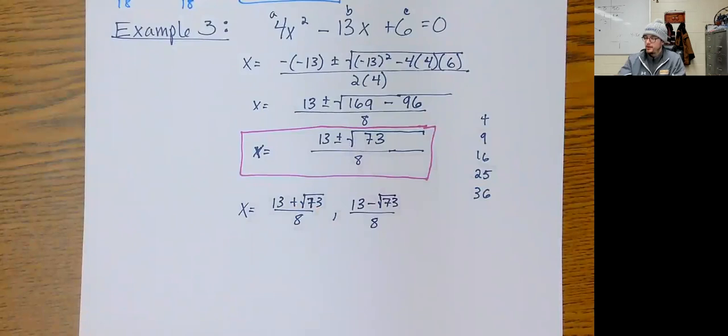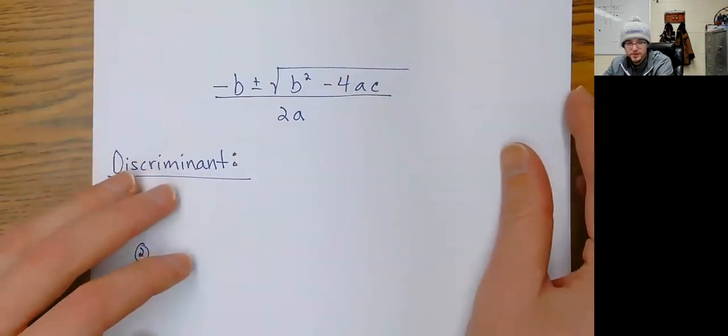All right, let's go to one more example of quadratics, and then we're going to talk about the discriminant. So almost done. This video is almost over.